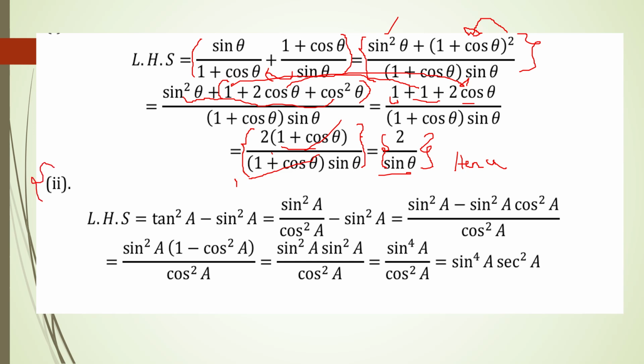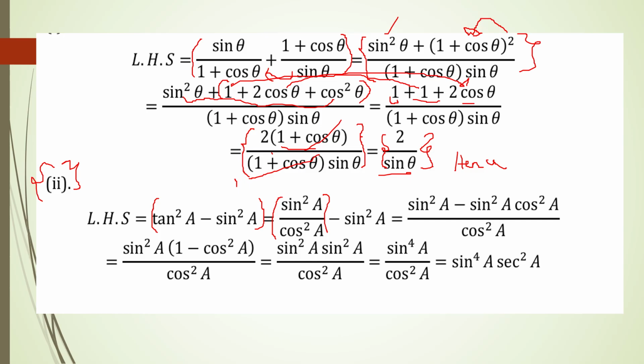So looking at part 2, we also start with the left hand side. So first we start by rewriting our left hand side, which is the same as tan squared a minus sin squared a. So here we have to first start by converting tan in terms of sine and cos. After that we find LCM, after that we simplify. It's as simple as that. So tan squared a is the same as sin squared a divided by cos squared a.